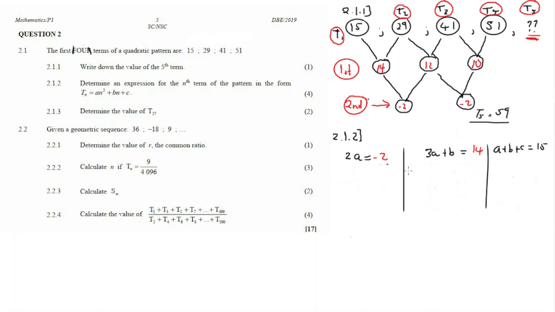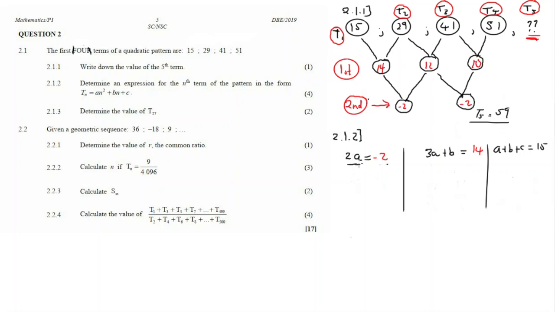So we have formulas for calculating the nth term of a quadratic pattern. The first one is 2a equal to the second difference. The second one is 3a plus b equal to the first difference. A plus b plus c is equal to 15, which is the first term. In order to find our nth term, we have to find the values of a, b and c. We substitute these into the equation, then we have our nth term.